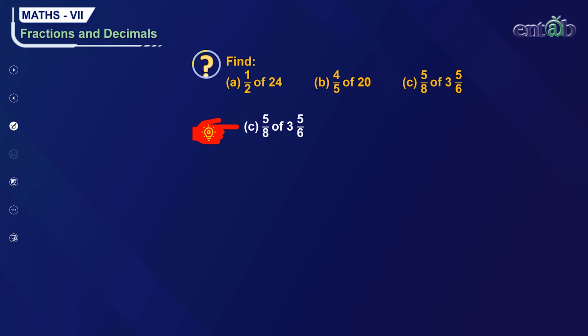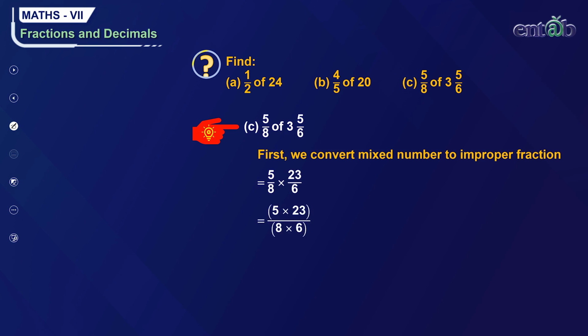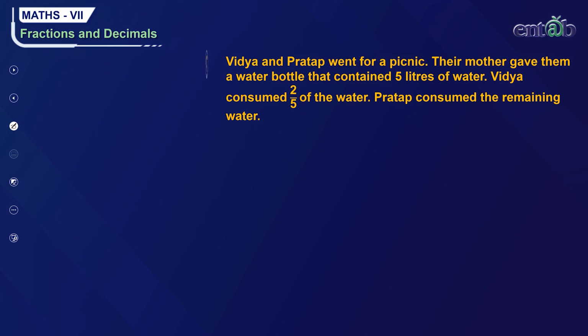5 by 8 of 5 by 6. Now whenever you get a mixed fraction, first convert that to an improper fraction. So 5 by 8 times 23 by 6. Now we can multiply the numerators together and the denominators together, which is 115 upon 48. This can further be converted into a mixed fraction as 2 19 by 48. I hope it was clear to you. Let's look at the next problem.